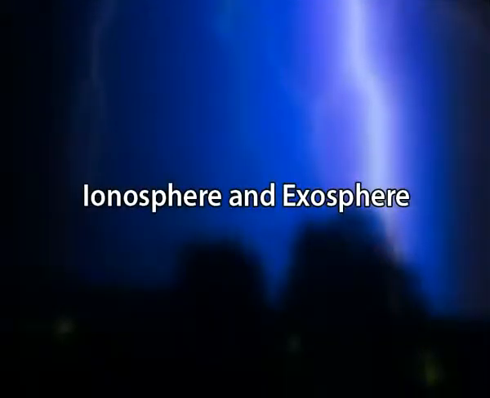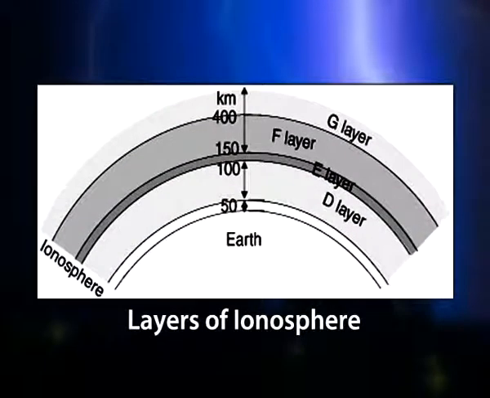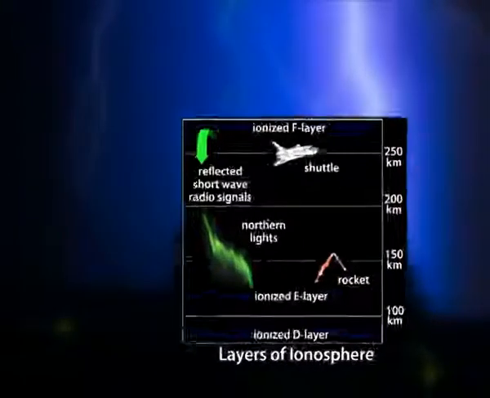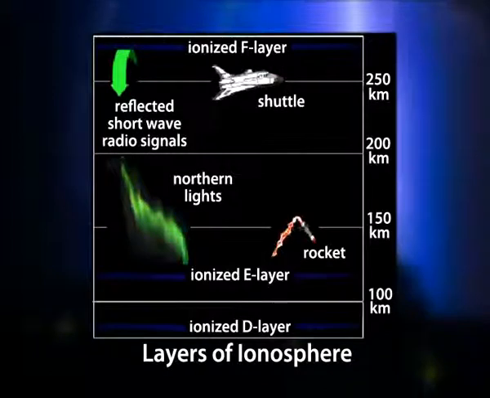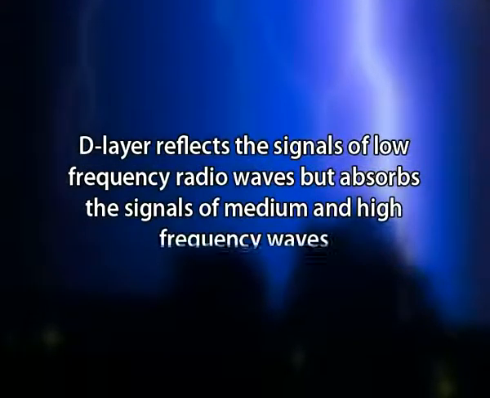The thermosphere is divided into two layers, that is, the ionosphere and the exosphere. The ionosphere extends from 80 kilometers to 640 kilometers. There are a number of ionic layers at various heights in this sphere, for example, D layer, E layer, F layer and G layer. D layer is between the height of 60 kilometers to 99 kilometers and reflects the signals of low frequency radio waves but absorbs the signals of medium and high frequency waves.